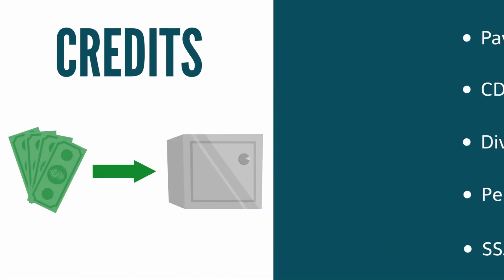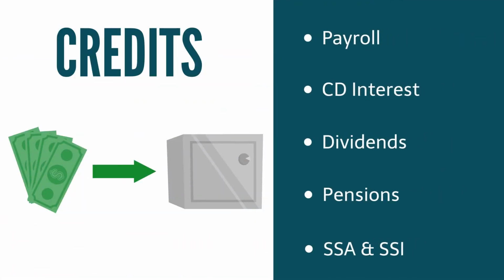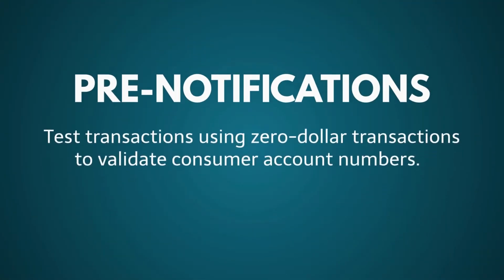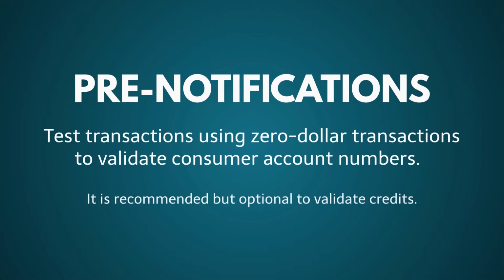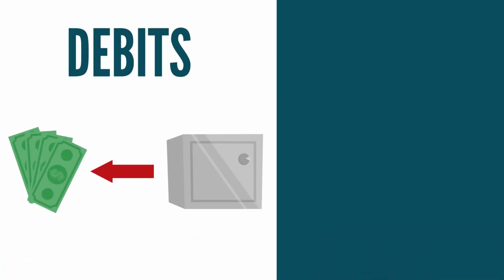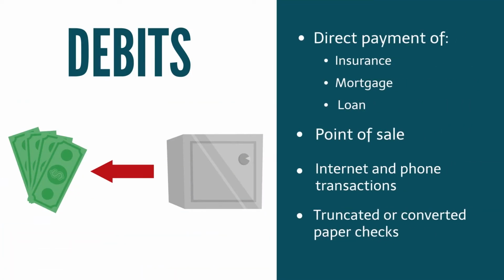Some examples of credits for consumer transactions are on the screen, such as payroll, dividends, and pensions. Pre-notifications are test transactions using $0 transactions to validate consumer account numbers. It is recommended, but optional, to validate credits so that the intended recipient receives his or her funds when live transactions are created. Some examples of debits to a consumer's account will be insurance, mortgage, and loan payments.